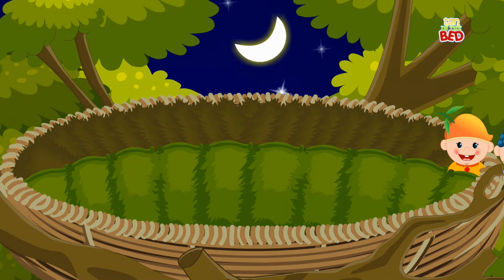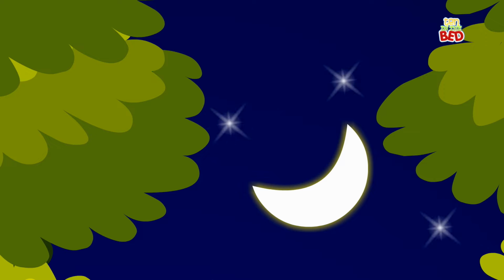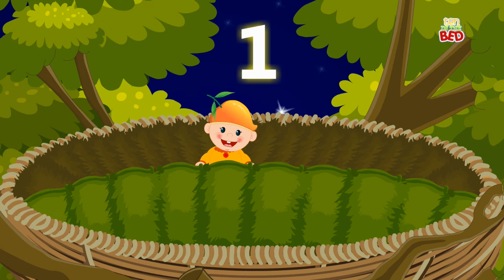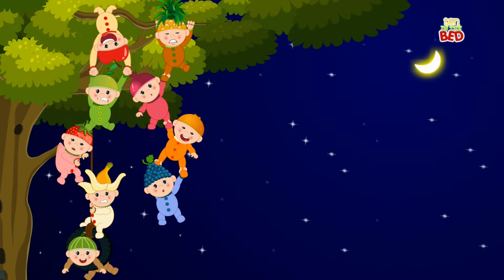So they all rolled over and one fell out. One! One! There was one in the bed and the little one said, good night!